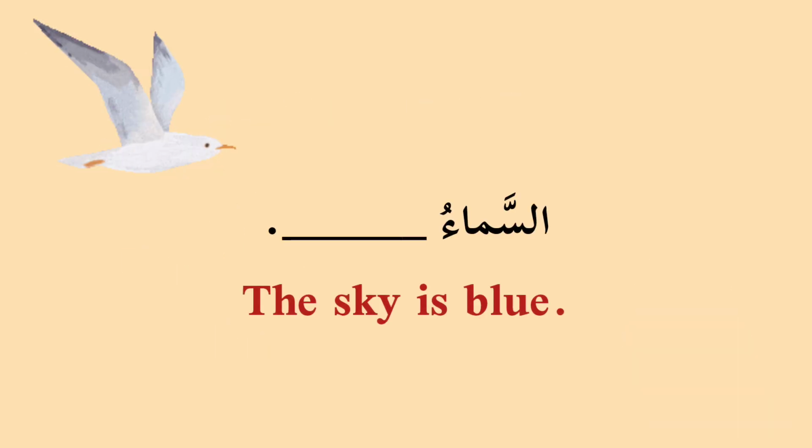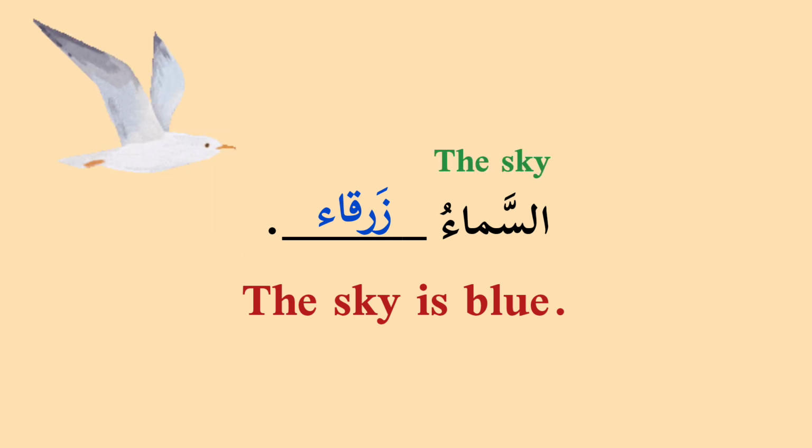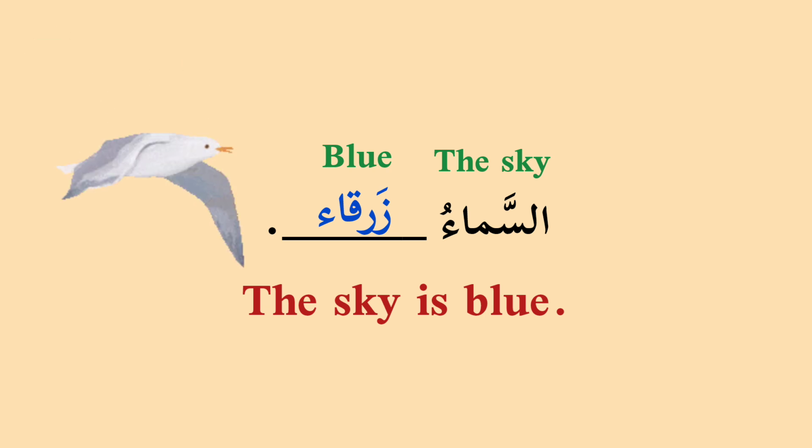Okay guys, please fill in the blanks. In Arabic, we want to say the sky is blue. We say السماء زرقاء. السماء, the sky. The سماء, sky. زرقاء in Arabic means blue.